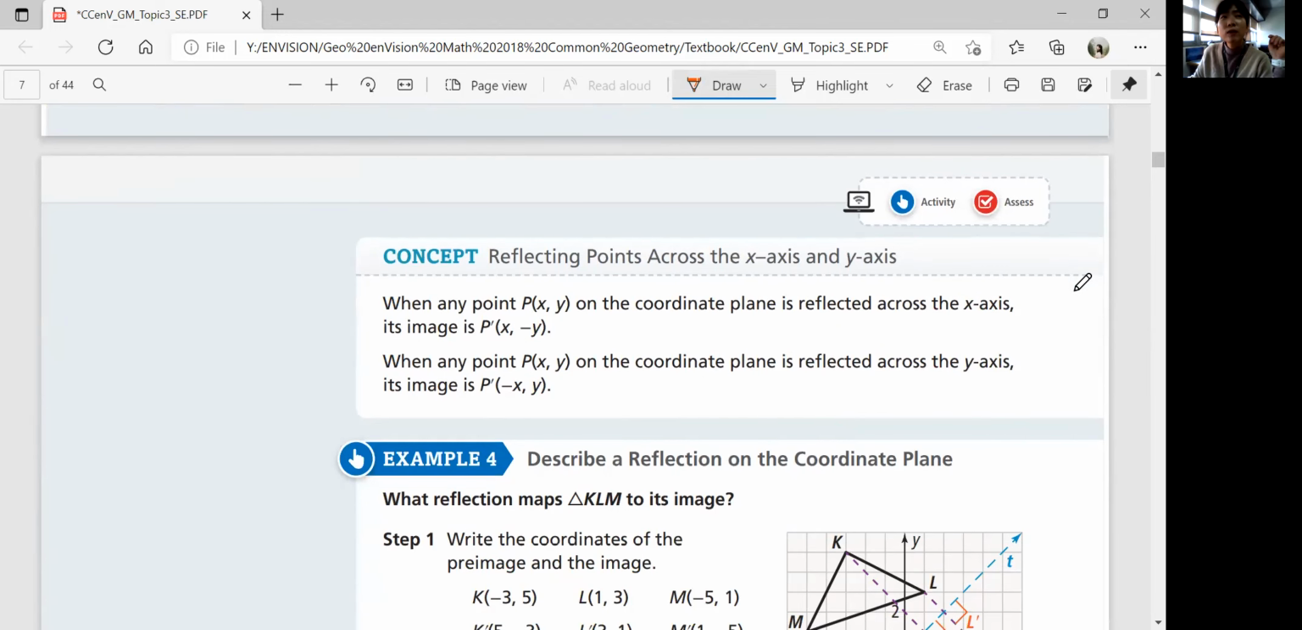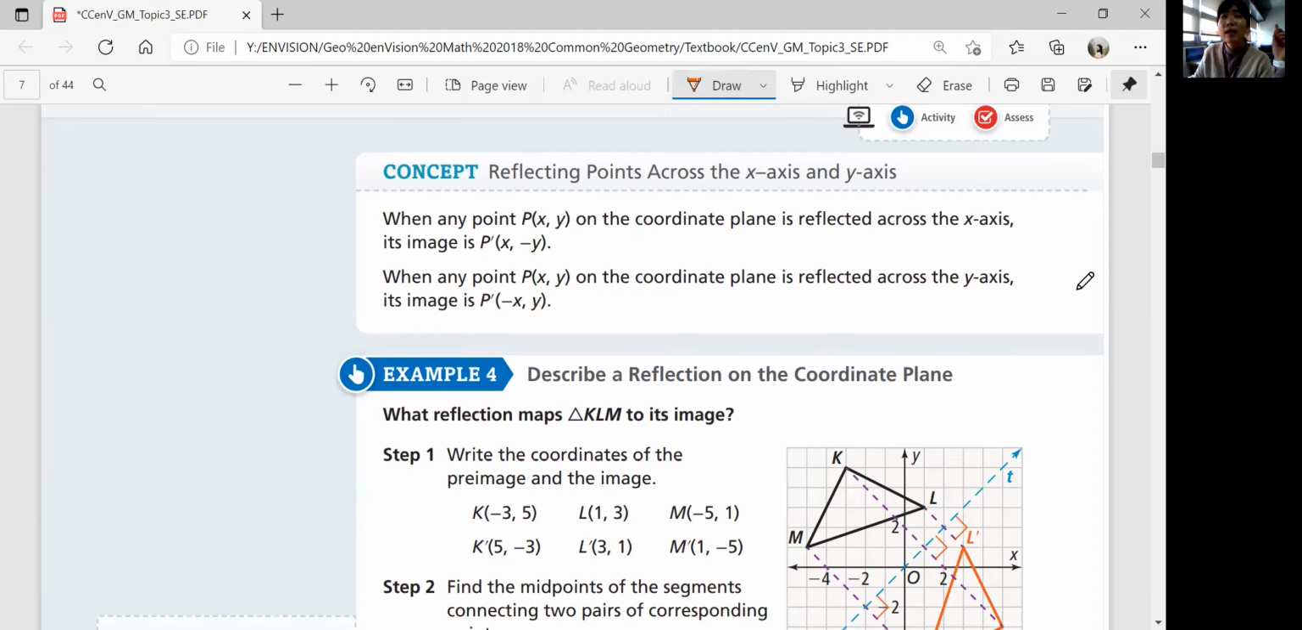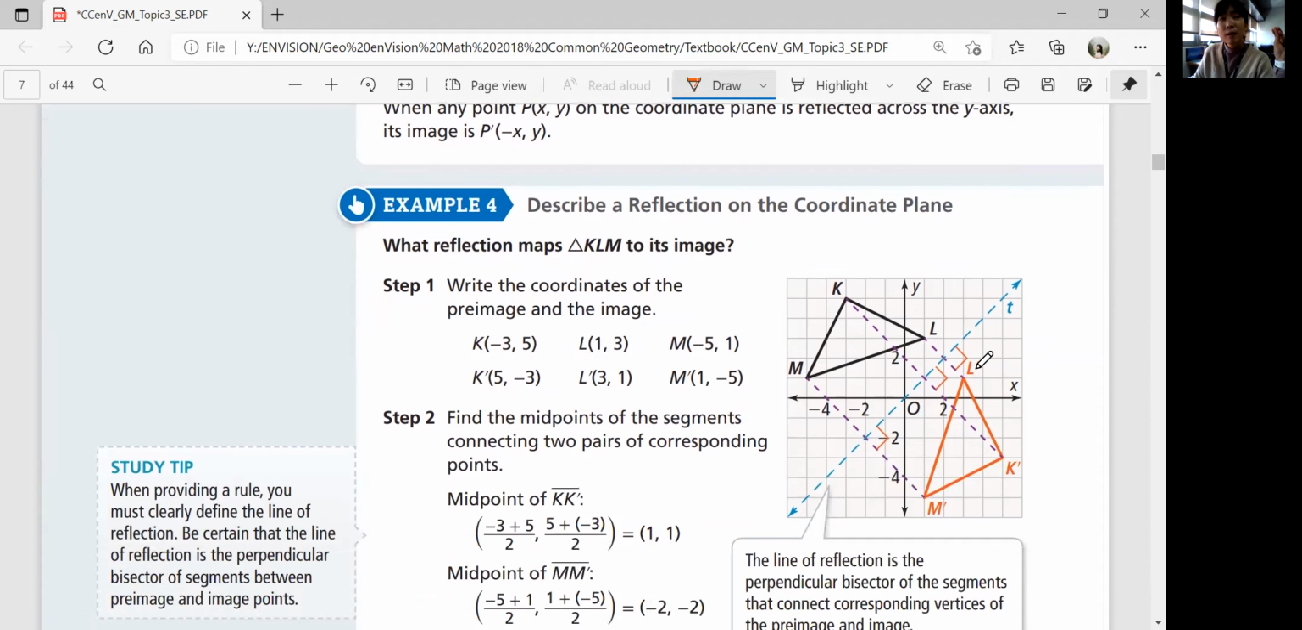All right, reflecting points across the x and y axis. When any point (x, y) on the coordinate plane is reflected across the x-axis, its image should be (x, -y). Your x is still x, but your y value becomes -y, which means the opposite, right? Same thing for the y-axis, but in the reverse order. So when any point P (x, y) on the coordinate plane is reflected across the y-axis, its image should be (-x, y).